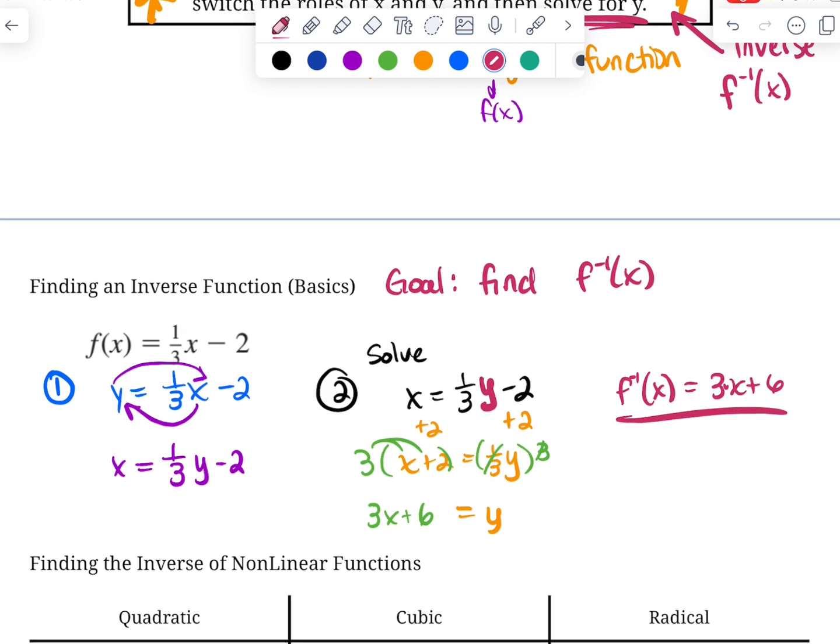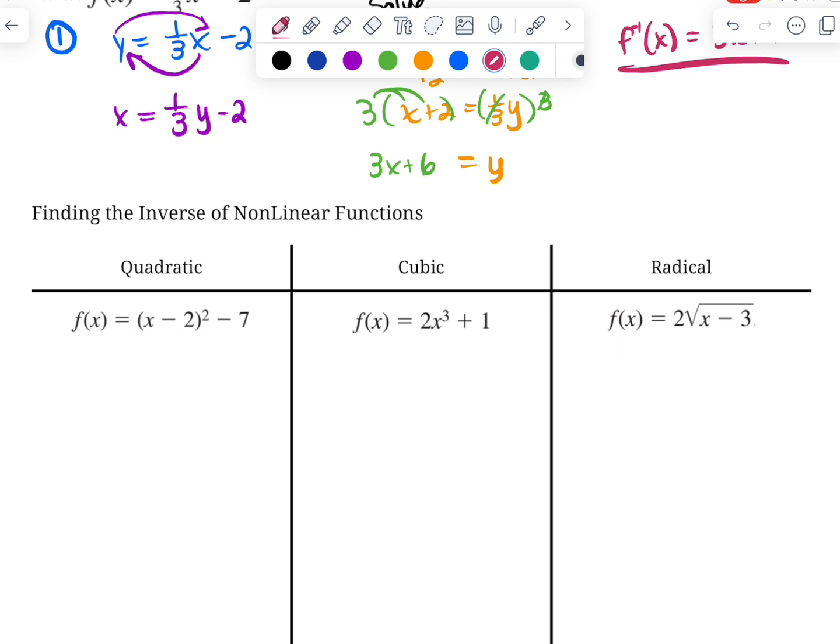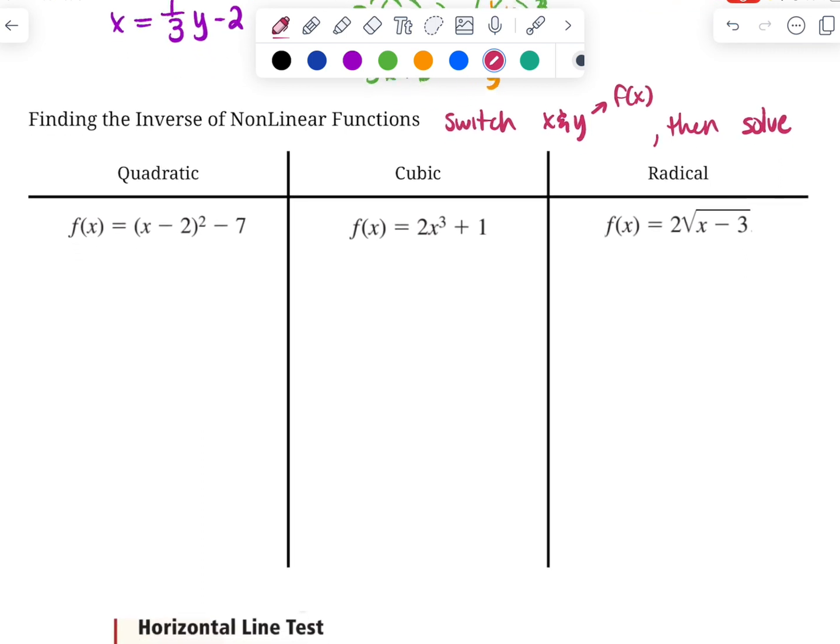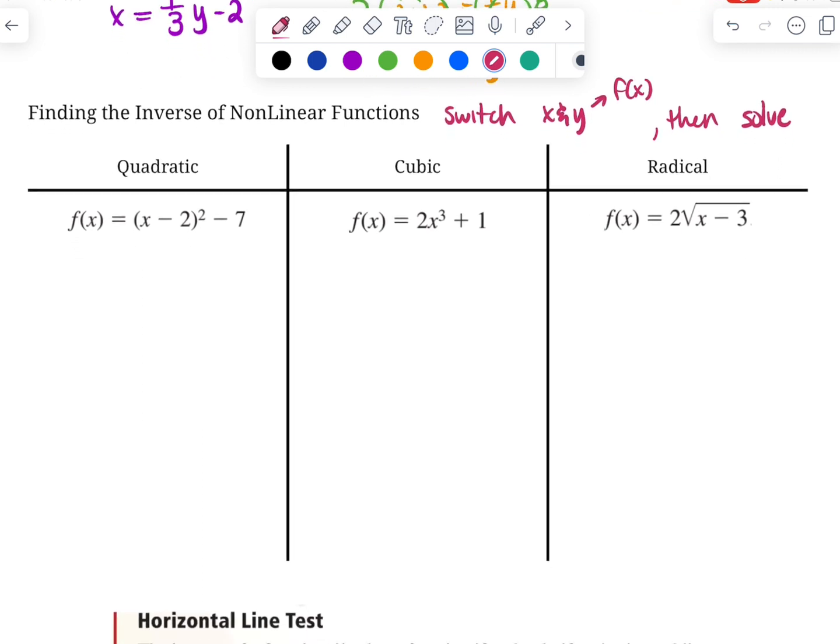All right, a couple more examples for us. So I've got 3 different situations. I've got a quadratic, a cubic, and a radical. Still the same basic process. Switch x and y, and keep in mind y is often written as f of x. Then solve. All right? So I'm going to take a moment, and I'm going to set each one of these up, and then I want you to pause to see if you can figure out what those inverse functions are.